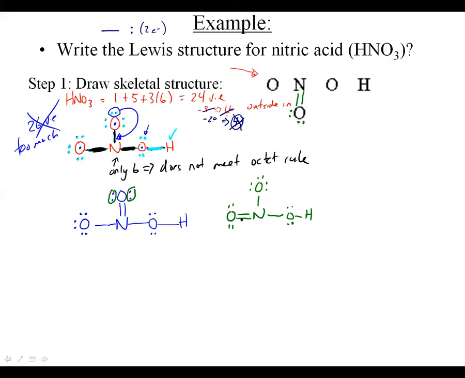Now, if you did draw this other structure over here, they are related to each other, and sometimes people use this type of arrow to relate them to each other. And these are what are known as resonance structures of each other.